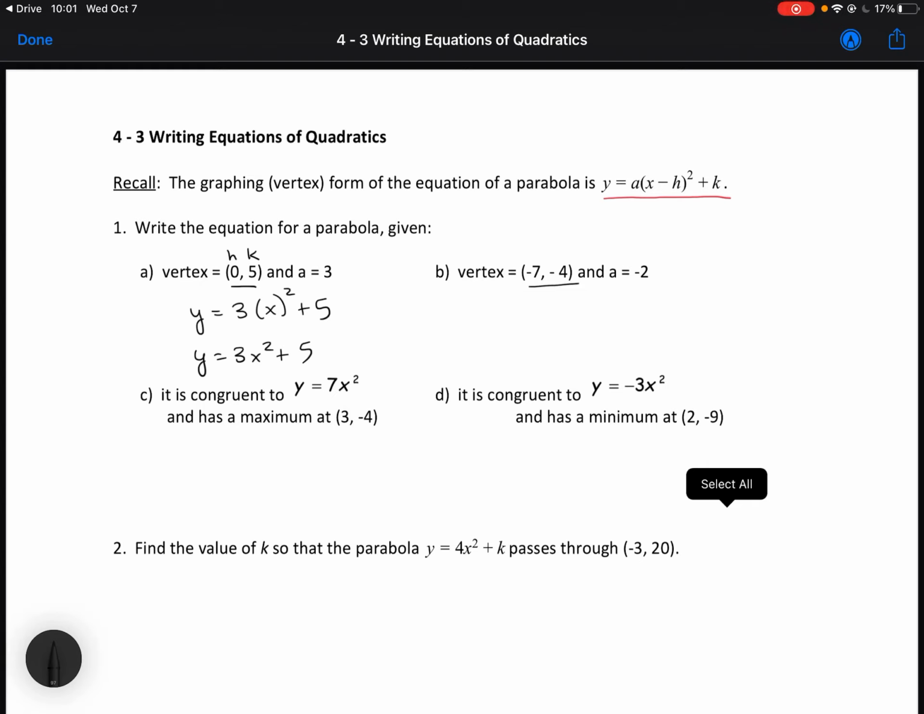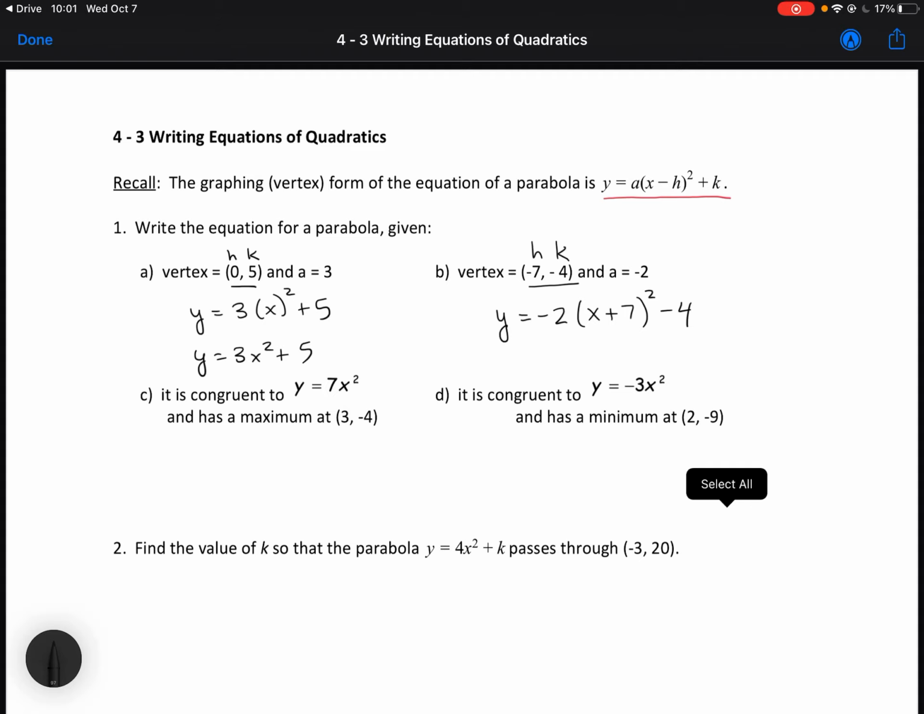Now I'm going to do another example. My vertex here is h and k, and my a value is minus 2. Again, I'm going to plug those into their spots in the equation. y equals minus 2 times (x plus 7), remember, opposite sign, squared, and then minus 4 for my k value.